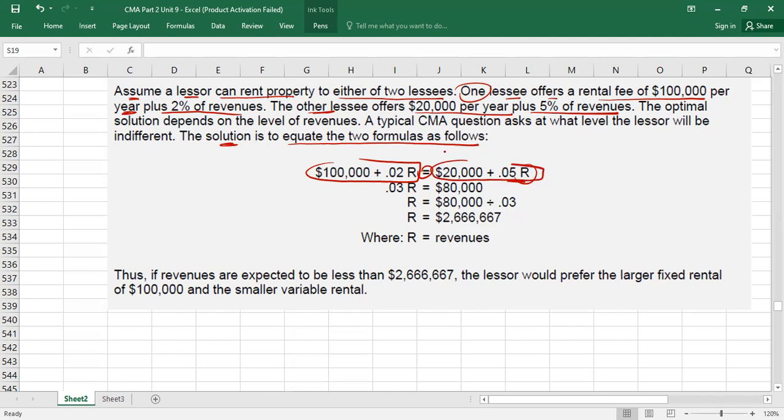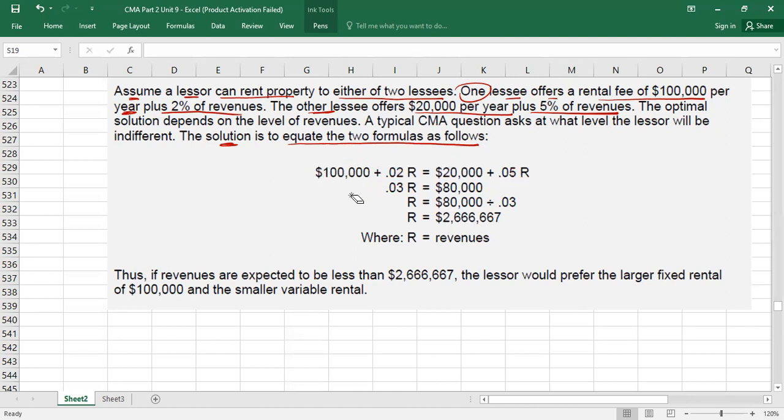If we solve these two equations and find the amount of revenue, what should the revenue be where both option A and option B will give you the same amount of rent? That revenue we are going to find. I'm just solving directly.